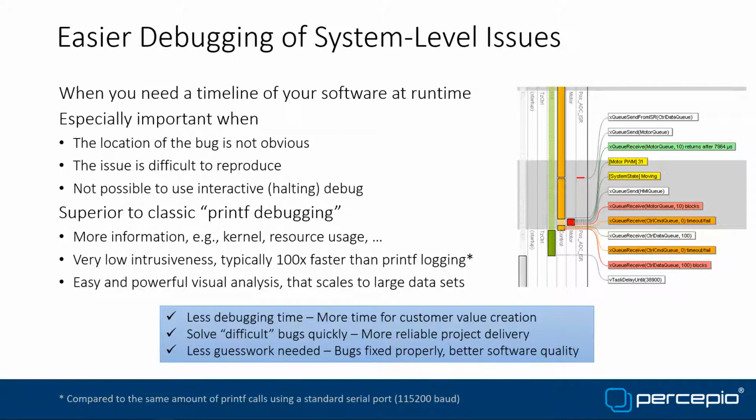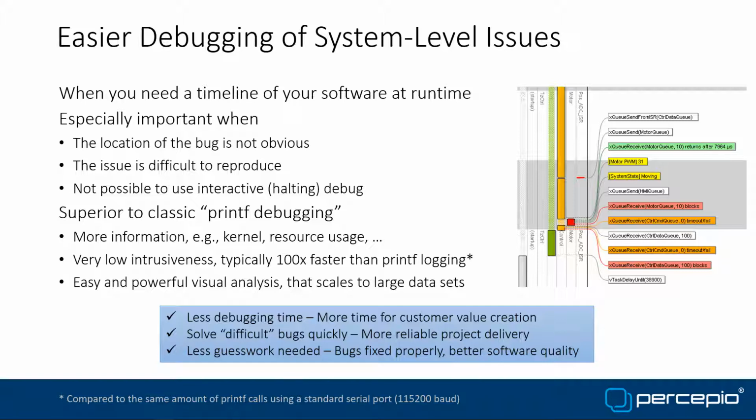This is useful for debugging purposes whenever you need a timeline for your software. This is often the case when debugging a full multitasking system, and especially important when the location of the bug isn't obvious from the symptoms, when the issue is difficult to repeat. Perhaps it only occurs once in a while for no apparent reason, or when interactive source code debugging can't be used, perhaps since the system can't be halted for debugging, or that you physically can't connect a debug probe.